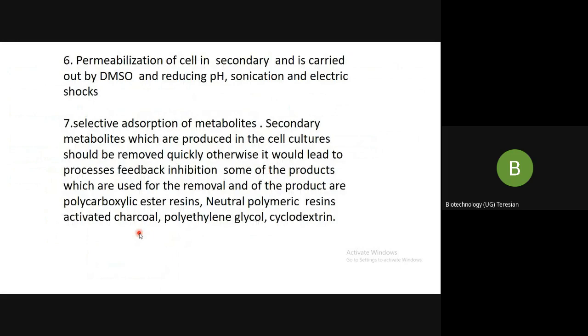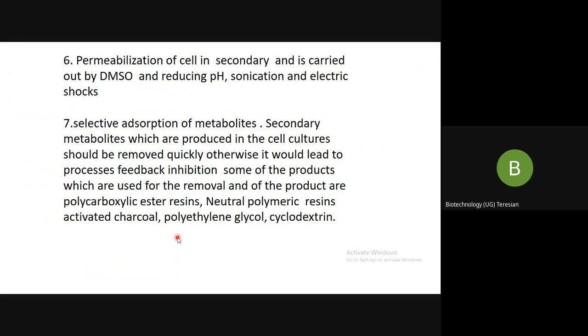So the next parameter that is necessary for your secondary metabolite is permeabilization. Permeabilization of the cell, we know that the plant secondary metabolites are largely produced intracellularly, and extraction of such products into the medium is very important because the continuous removal of secondary metabolites from the media increases the productivity. It allows the repeated use of culture.